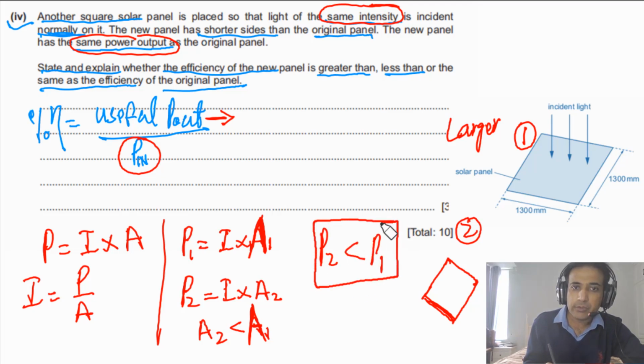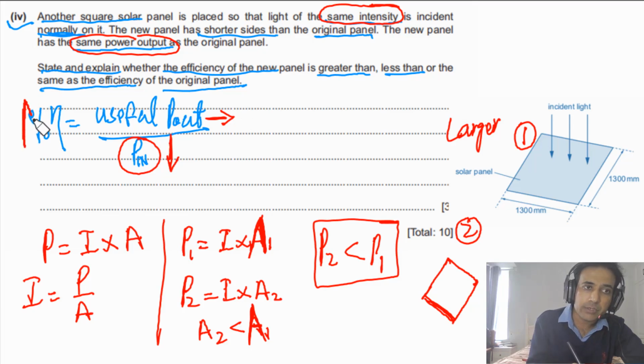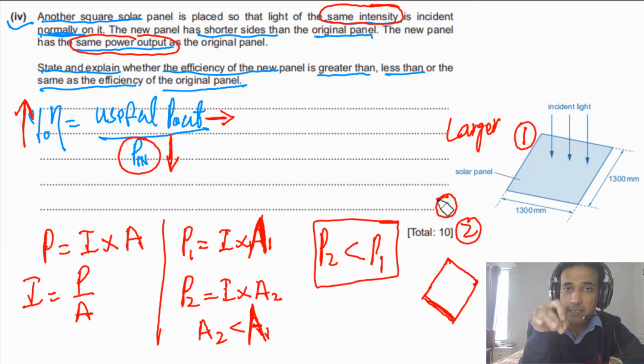So here, because intensity is the same. If this makes sense to you, now simply you can say if this P input is small, P out is the same, it means efficiency is higher. And this question has 3 marks. So we can say as area of the second panel is smaller than the area of the first panel, as the intensity is the same, the P input for panel 2 is lower than panel 1. So the efficiency of panel 2 is greater than efficiency of panel 1.